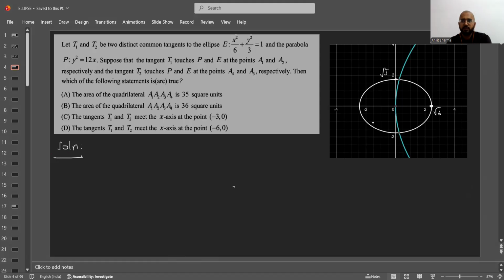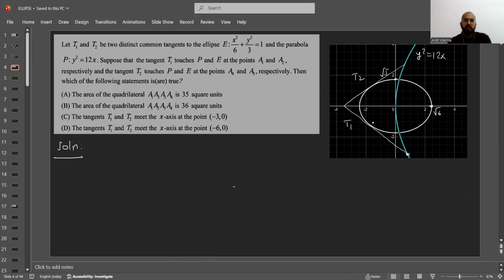The parabola y squared is equal to 12x. So I have my parabola, the blue one is my parabola, y squared is equal to 12x. Now suppose the tangent T1 touches the parabola P and the ellipse E at points A1 and A2. So we can see here there is some tangent, it touches the ellipse and parabola. So the diagram would go somewhat like this. This is my tangent T1 basically. This is my tangent T2.